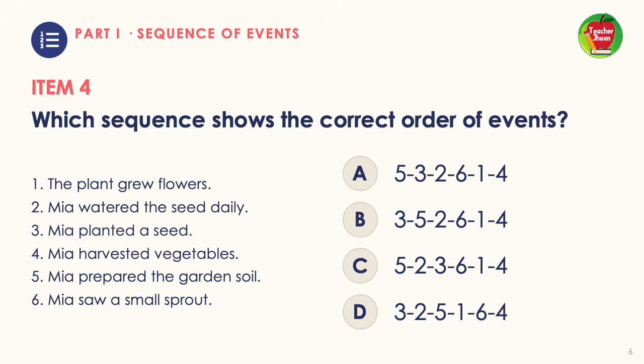Number 4. Which sequence shows the correct order of events? A. 532-614, B. 352-614, C. 523-614, or D. 325164?